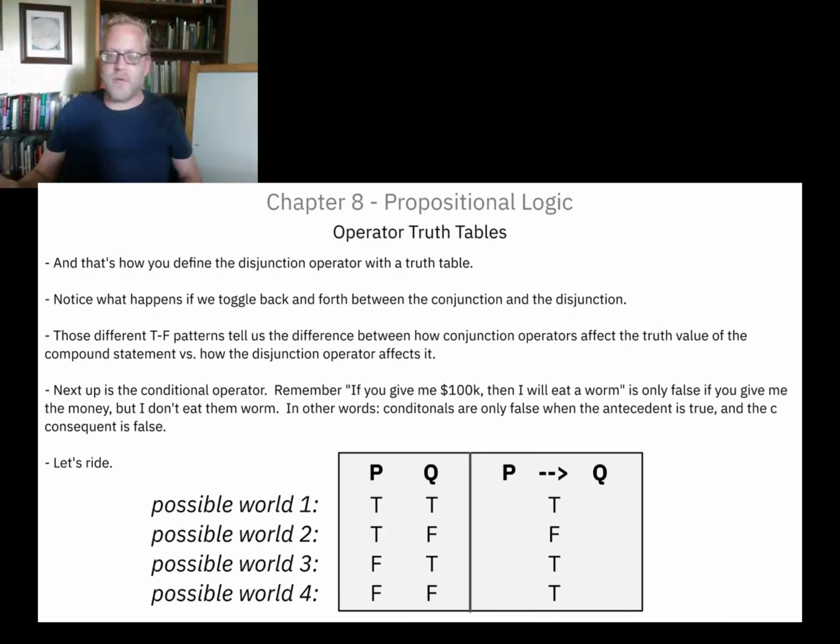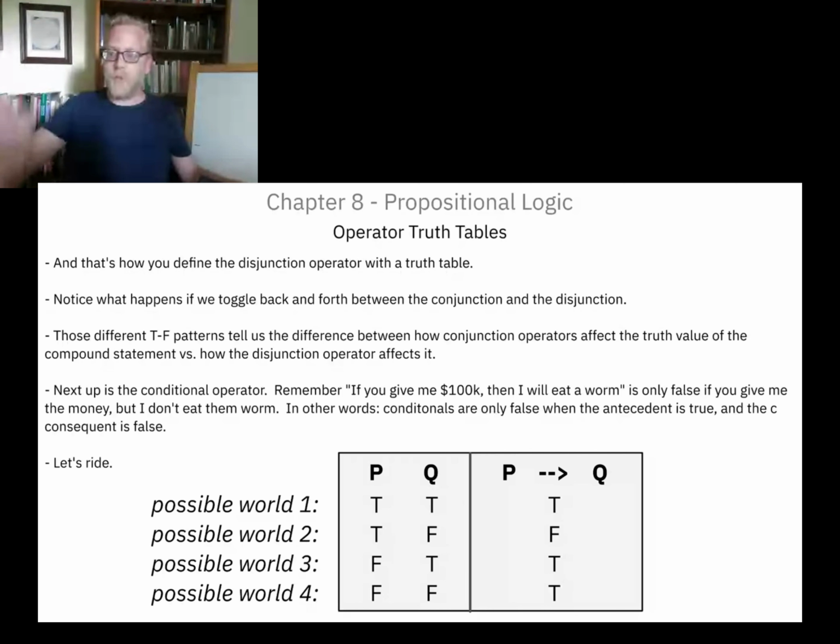Sorry, a conditional is only false in world 2. Otherwise, they're true, right? A conditional is only false when the rule has been broken. A conditional is only false when the antecedent is true and the consequent is false. At the very least, just memorize the rule. It's much better if you see the logic of it. If you understand it on an intuitive level, that's always better. But if you can't, then at least just get it into your head what the rule is for conditionals.